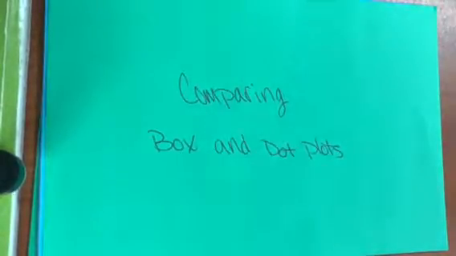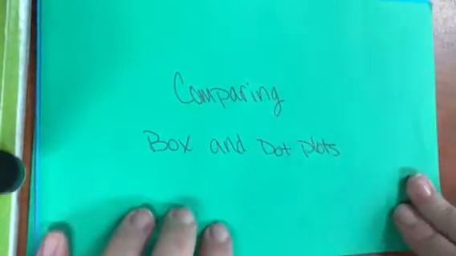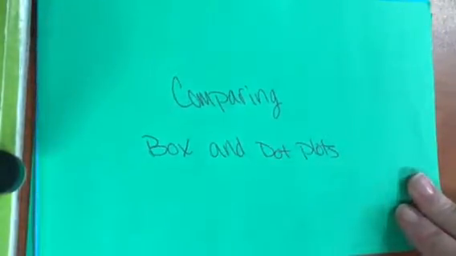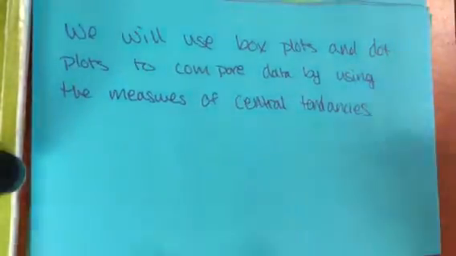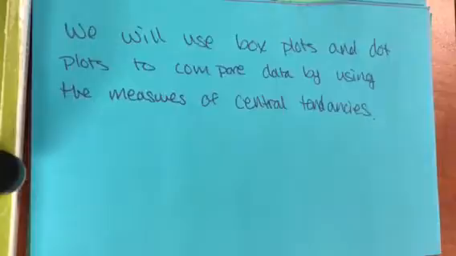We're going to do some box plots and some dot plots. With our dot plots, we've talked about these. Box plots, you did them last year. We're going to review them. So we will use box plots and dot plots to compare data by using the measures of central tendency.